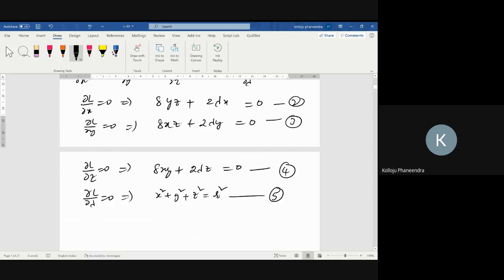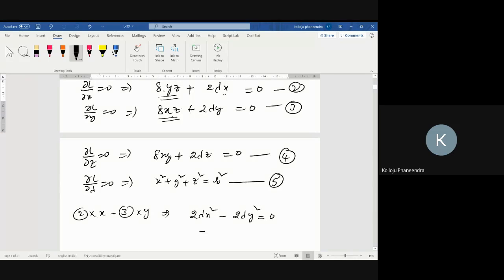So what I'm doing: here 8yz is there, here 8xz is there. So here x is missing, here y is missing. So 2 into x minus 3 into y, what does this give? 8xyz gets cancelled, and this is multiplied by x. So I'm getting 2λx² − 2λy² = 0. So this gives x² = y². So what is the one condition? x = y.